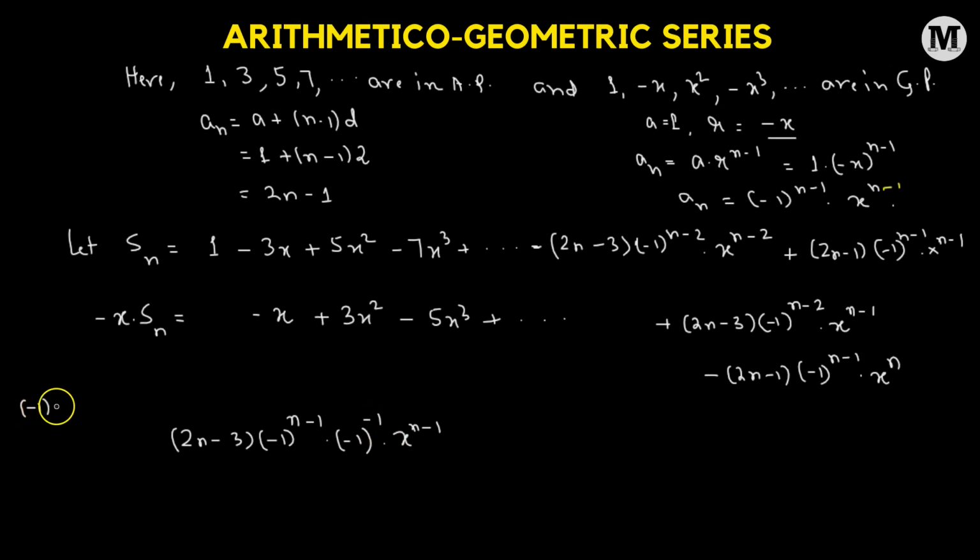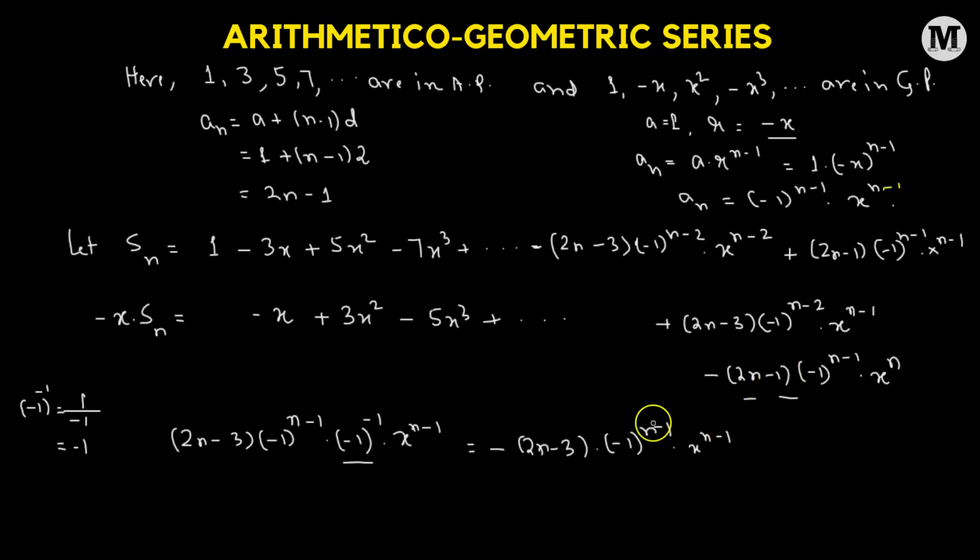From the laws of exponents, negative 1 raised to the power of negative 1 equals 1 over negative 1, and that's simply negative 1. Now that means this negative 1 raised to the power of negative 1 can be replaced with a negative sign. So we get negative (2n minus 3) multiplied by negative 1 raised to the power of n minus 1 times x raised to the power of n minus 1.